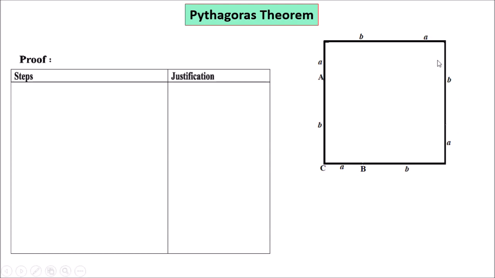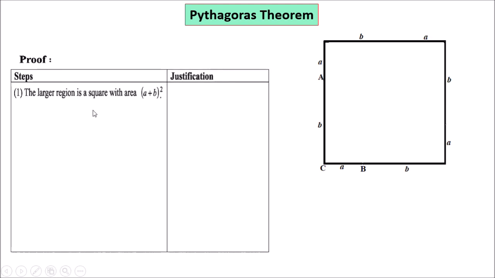Similarly this one is also A plus B, A plus B, A plus B. So it's a square whose side length is A plus B. So the larger region is a square with area (A plus B) whole squared. We know the area of a square is side squared. So what is the length of this side? A plus B. So its area will be (A plus B) whole squared.